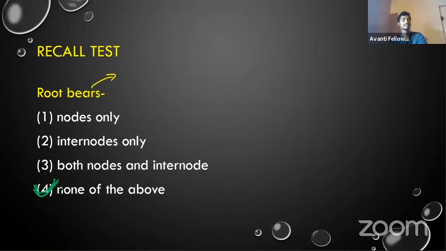Then you can ask me, sir, where can we find the node or internode? You can find the node and internode in the stem. So we can't say node only or internode only, because if there is an internode, then that means a node is also there.